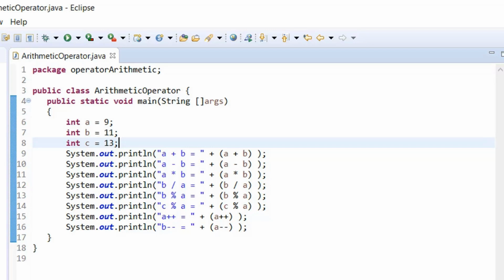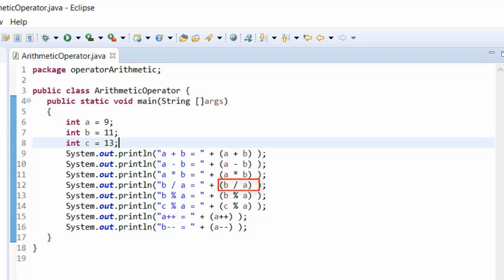We have the plus sign. This adds values on either side of the operator. The next one is minus. You subtract the right-hand operand from the left-hand operand. The next one we have is multiplication. It multiplies values on either side of the operator.